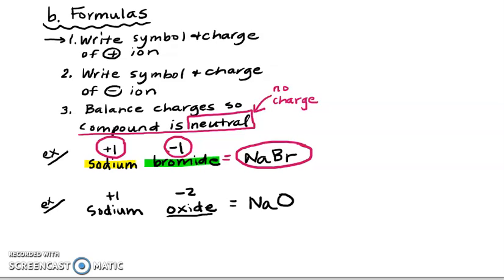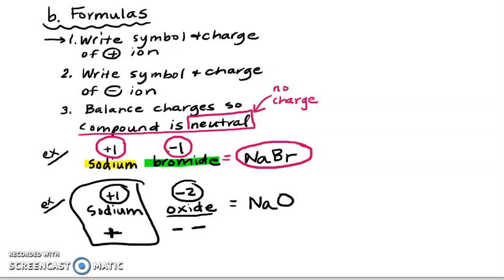Now we have to figure out how to make this neutral. Is this -2 and this +1, are they going to cancel each other out? The answer to that is no, they're not. How do I make this neutral? Well, I have two negative charges. I'm going to look at it like this. This is a negative and this is a negative, and one positive. Right now, if I put those together, I'm not going to get 0. What do I need more of? See, this is where we get the numbers on the formulas. I need 2 of these.